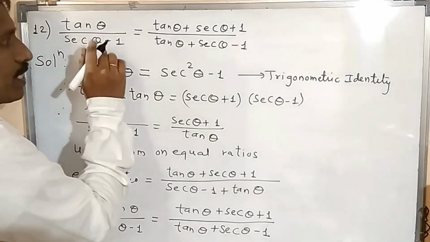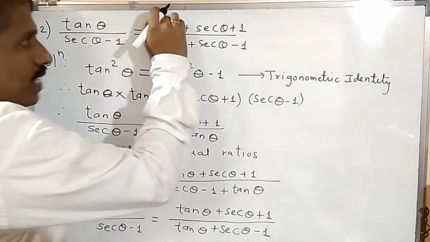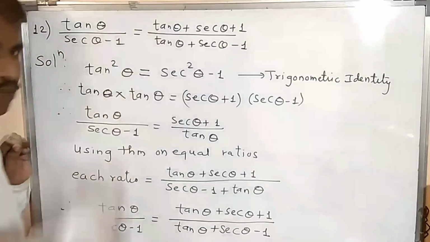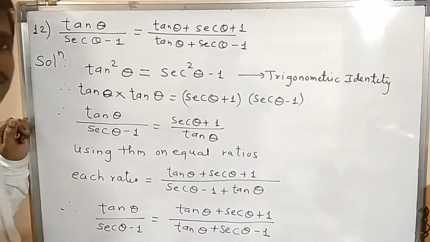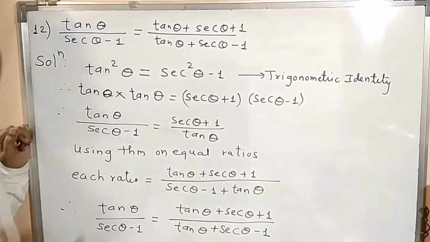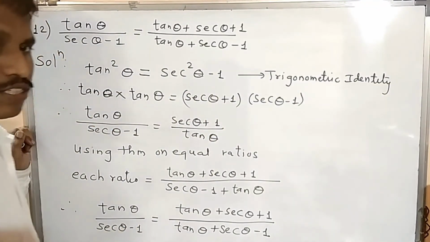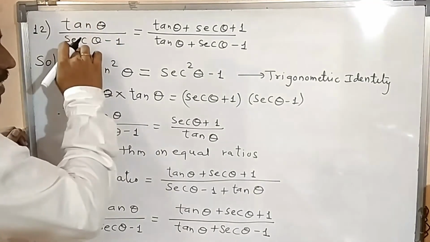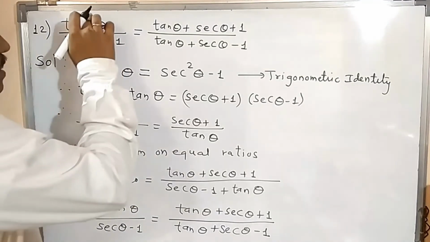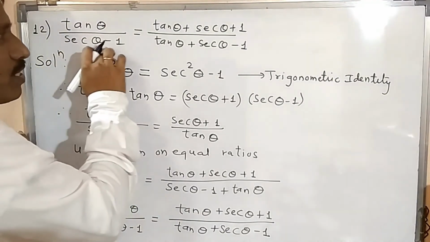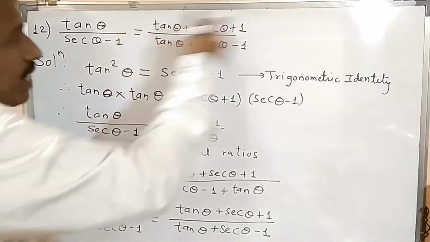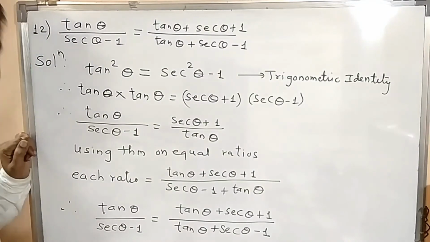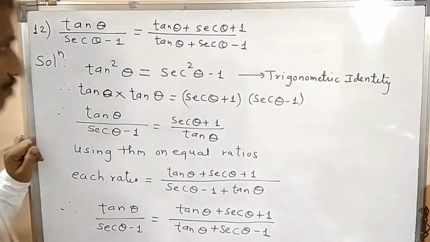Sub question number 12. Tan theta upon sec theta minus 1 is equal to (tan theta plus sec theta plus 1) upon (tan theta plus sec theta minus 1). We will solve this example in a different way, that is, instead of using LHS, RHS. First thing, here tan theta, sec theta and 1. We know that tan^2 theta is equal to sec^2 theta minus 1. Look at the right hand side, it's addition and subtraction of the same terms, and that's why we will use this identity.